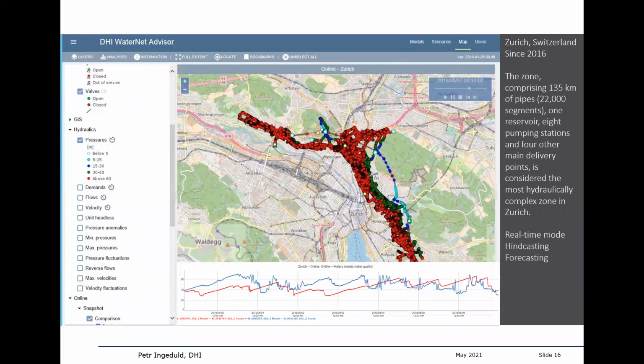But then after this was implemented, every time you look at the screen, you look at the outputs, you would see water age in hours in the system. And this water age is changing based on how the system is operated and based on what happens in terms of maintenance and availability in the system. So that was one of our first implementations.